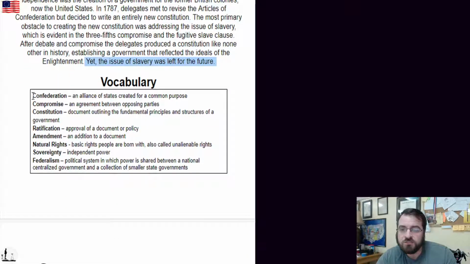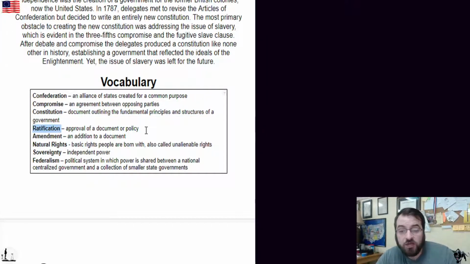Vocabulary for this unit: confederation. A confederation is an alliance of states created for a common purpose. A compromise is an agreement between opposing parties. So two different sides, and neither side really gets what they want, but they meet in the middle. Constitution. This would be a document outlining the fundamental principles and structures of a government.